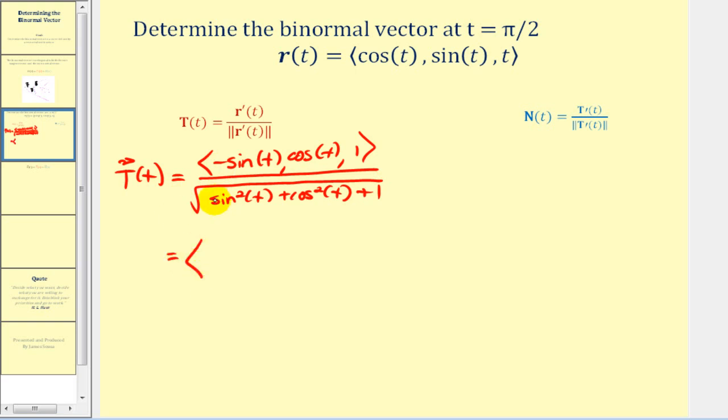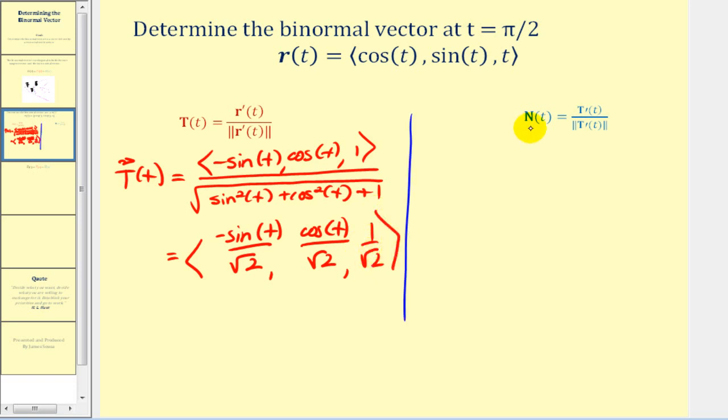So our unit tangent vector-valued function will be negative sine t over the square root of 2 for the x component, cosine t over the square root of 2 for the y component, and 1 over the square root of 2 for the z component. Now let's see if we can determine the unit normal vector-valued function. We have to find the derivative of this and then divide by the magnitude.